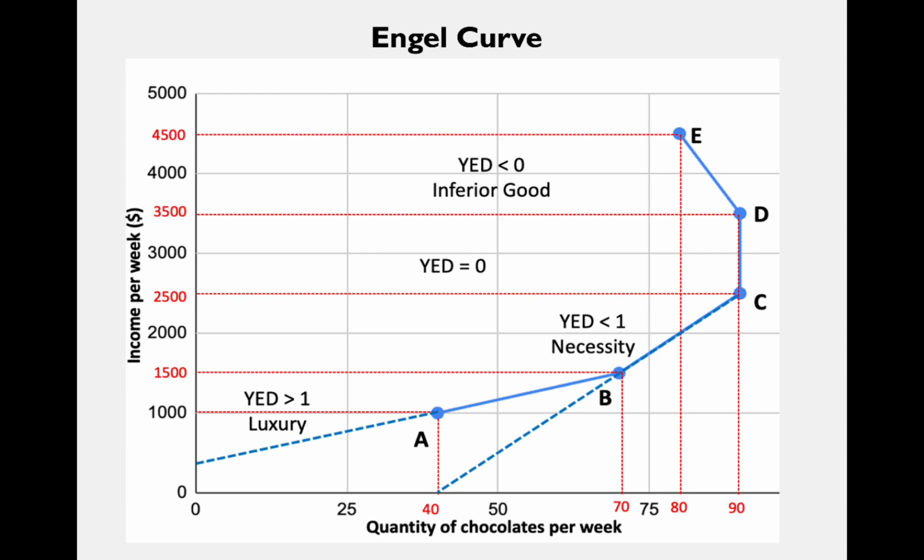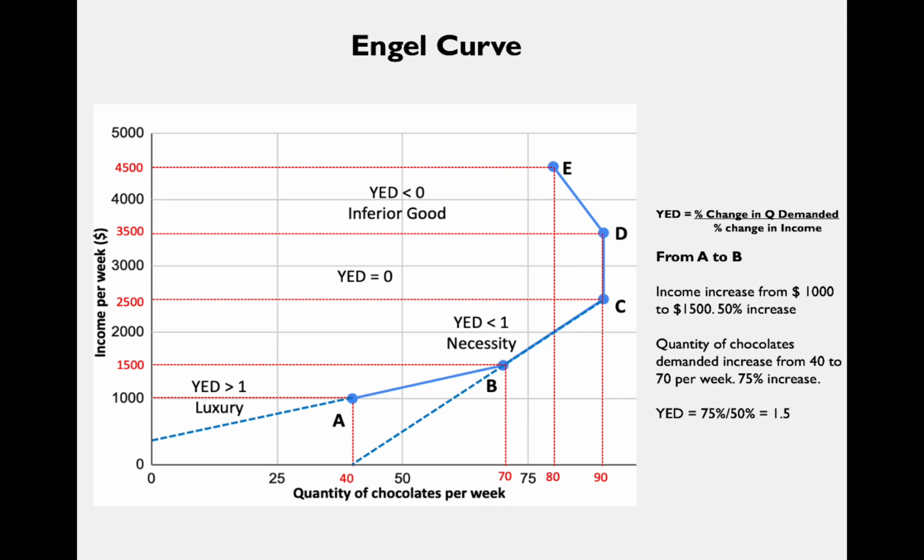From A to B, the income elasticity is more than 1, so it's a luxury good. And if it's less than 1, which is from B to C, then it is a necessity. C to D is also a necessity where the YED is equal to 0. And from D to E, it exhibits the characteristics of an inferior good because the YED is less than 0. As you can see, when the income increases from $3,500 to $4,500, the quantity demanded actually decreases from 90 to 80.